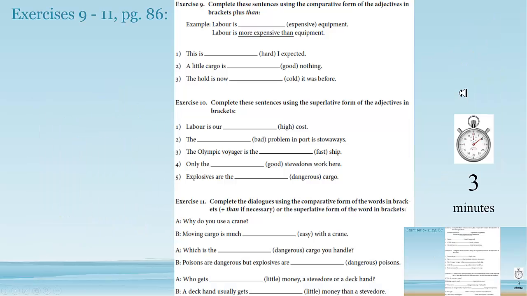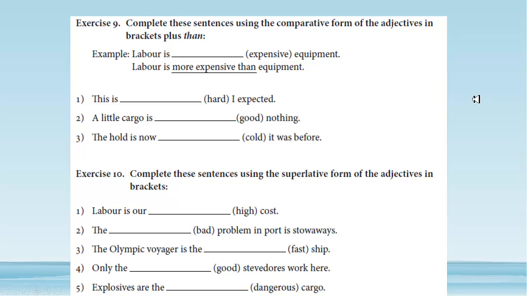All right, so exercise 9. Complete the sentences using the comparative form of the adjective in the brackets plus than. So 1, this is harder than. So with the comparative, you add er to a simple one-syllable adjective. Harder than I expected. A little cargo is, this is an irregular, so good. A little cargo is better, is the comparative form. Better than nothing. The hold is now colder than it was before.